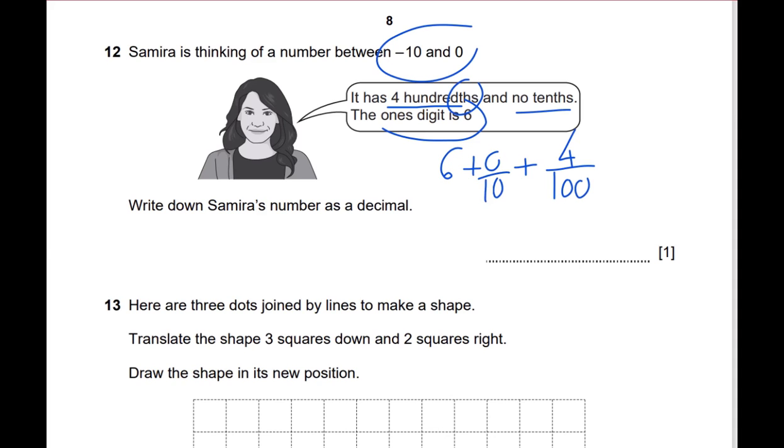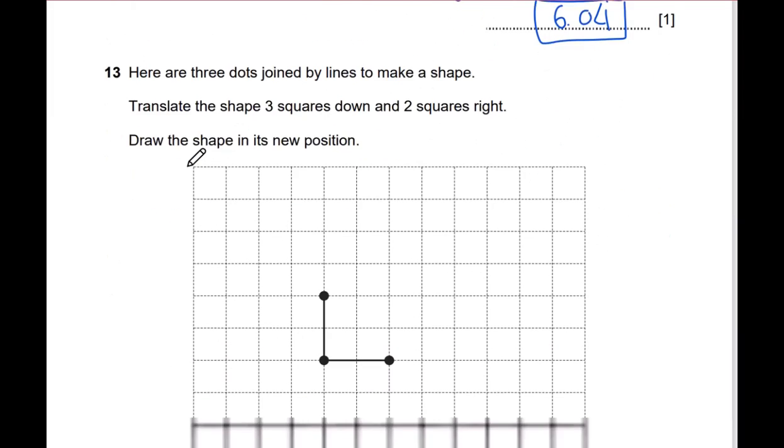So the answer should be 6, and then this is 0, and this is 0.04, so we will get 6.04. That will be our answer. Right, guys, let's move on to question 13.